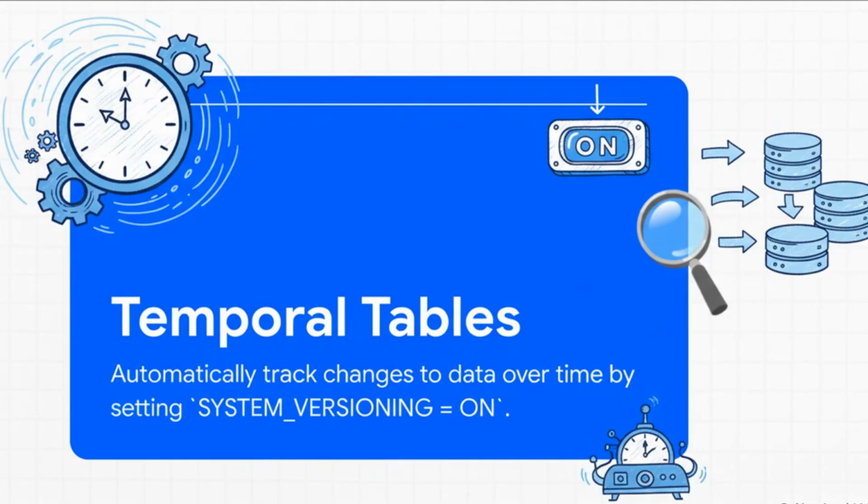Well, check this out. Temporal tables do all of that work for you. You literally just flip a switch on your table. SYSTEM_VERSIONING = ON. That's it. From that moment on, SQL Server automatically tracks every single change to every row in a separate history table. It is, no joke, like having a time machine for your data, and you barely have to lift a finger.